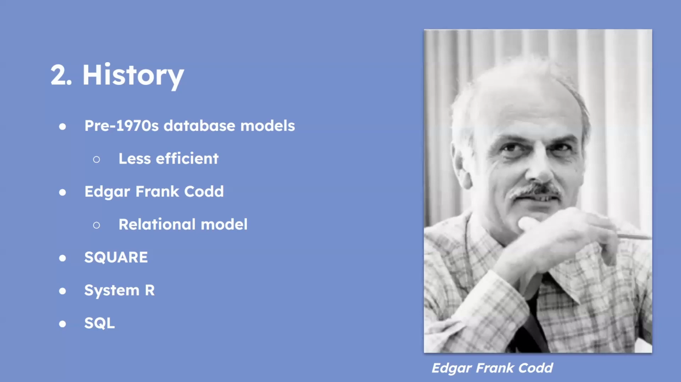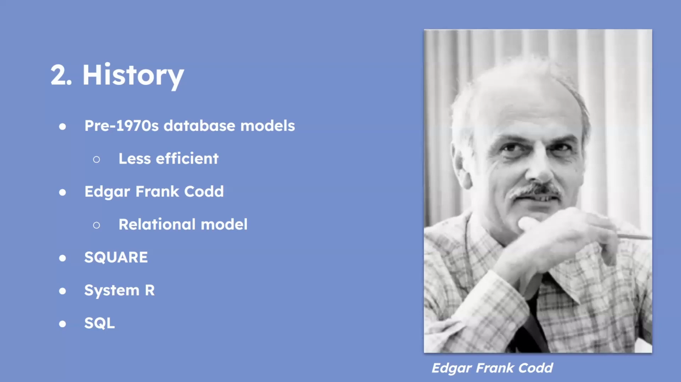And so Edgar Frank Codd in 1970 published a paper which basically created the relational model, which was a lot more efficient because it allowed you to separate the logical data structures, which are the data tables, views, and indexes, from their physical storage structures. So unlike the database models before the 1970s, the relational model allowed database administrators to physically manage data storage without affecting access to the data's logical structure.